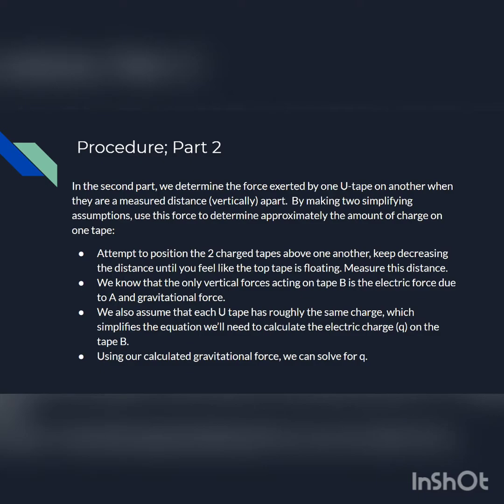In the second part, we determine the forces exerted by one U-tape on another and measure the distance between them vertically apart. So we first attempt to position the two charged tapes above one another. We keep decreasing the distance until you feel the top tape is floating. We measure this distance. We know that the only vertical forces acting on tape B are the electric force due to A and the gravitational force. We also assume that each U-tape has roughly the same charge, which simplifies the equation we'll need to calculate the electric charge Q on tape B.